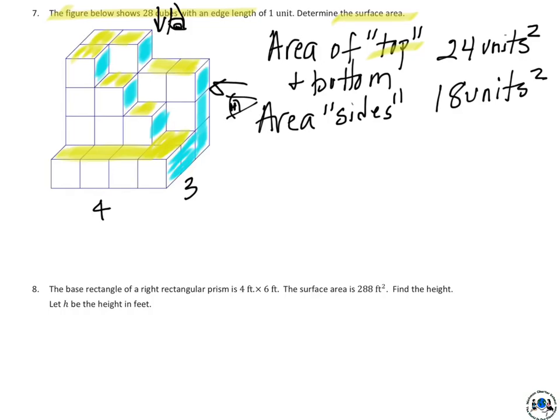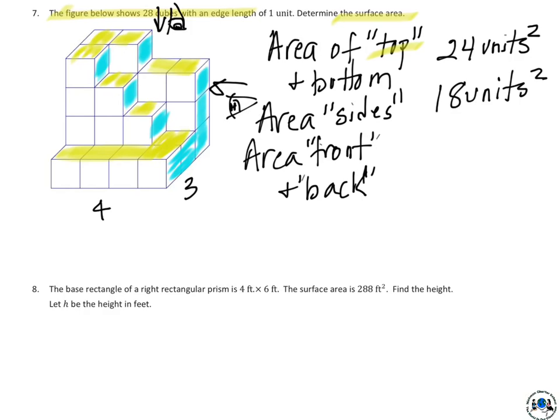9 square units. So we have 1, 2, 3, 4, 5, 7, 8, 9. And then on the other side, we would have this 3 by 2 on that other side. So that's 6. And then we'd have this one down here, which is 1 by 3. And that's 3. And of course, that's 9. Each one of those is 9 square units, and therefore we have 18 square units for the sides.